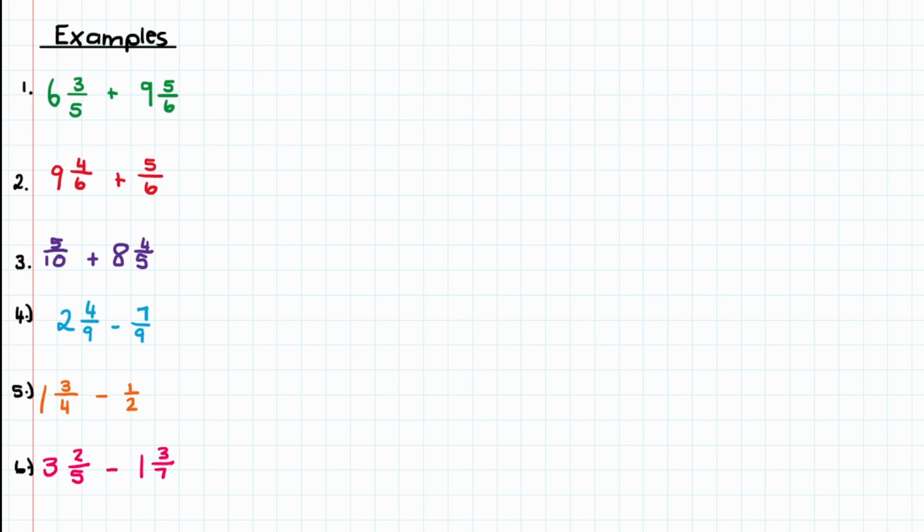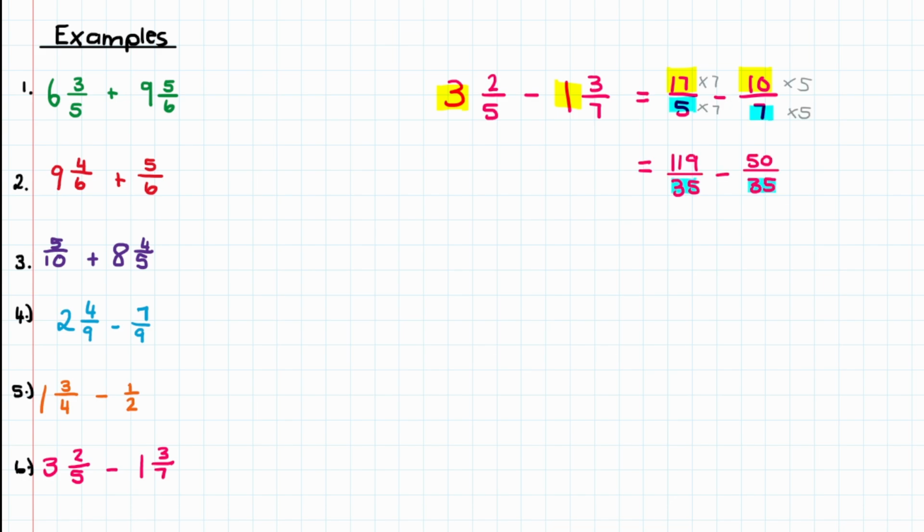In our last example, we have 3 and 2/5 minus 1 and 3/7. Remember, we do not begin by subtracting whole numbers. Instead, we make them into improper fractions. This will give me 17 over 5 minus 10 over 7. When I make my denominators the same, I'm going to get a denominator of 35, and because what I do to the bottom, I must do to the top, I'm going to get 119 over 35 minus 50 over 35.